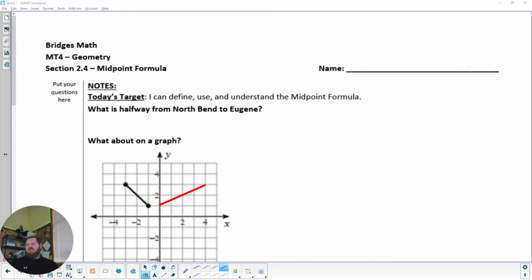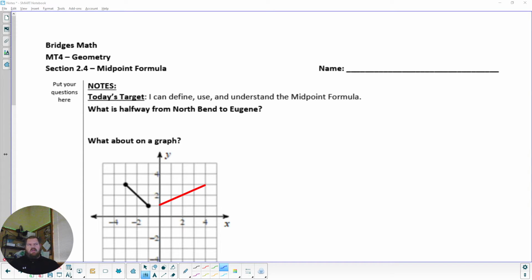Hello and welcome to the section 2.4 lecture today for Bridges Geometry. Today we're going to be looking at some more coordinate geometry stuff. We're going to look at the midpoint formula, which is the way to find halfway between 2 points. So let's dive right into it and see what we can do.